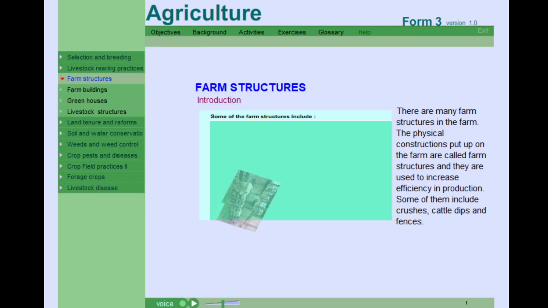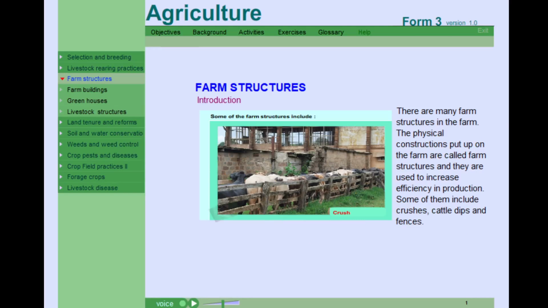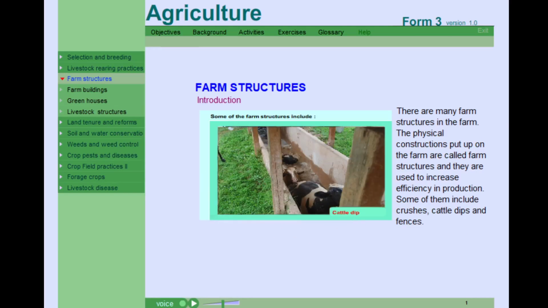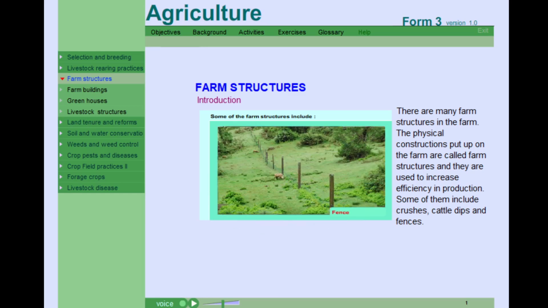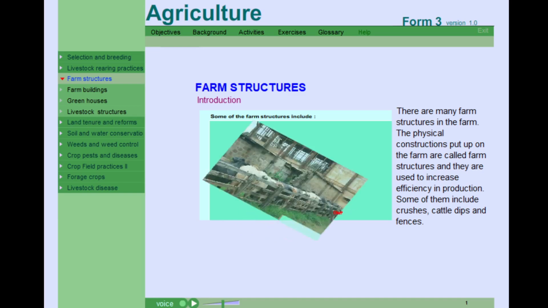There are many farm structures in the farm. The physical constructions put up on the farm are called farm structures, and they are used to increase efficiency in production. Some of them include crushes, cattle dips, and fences.